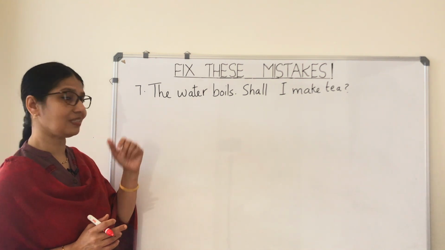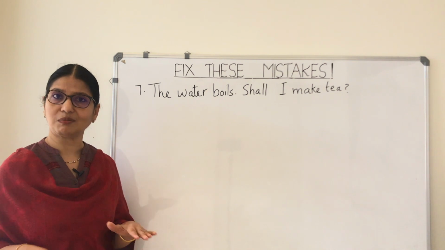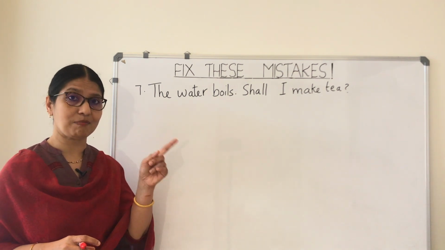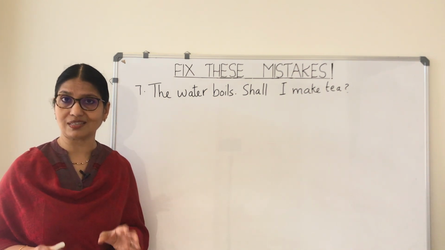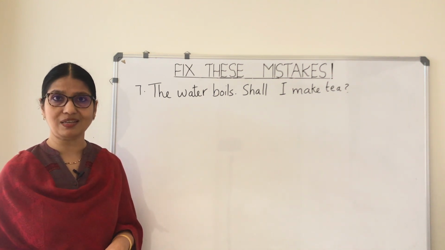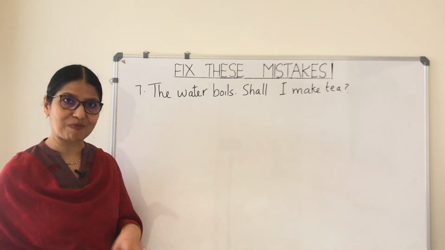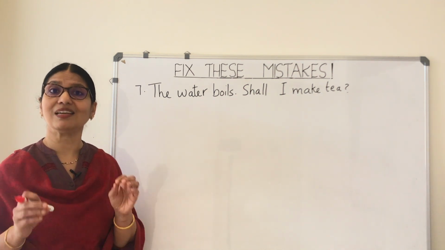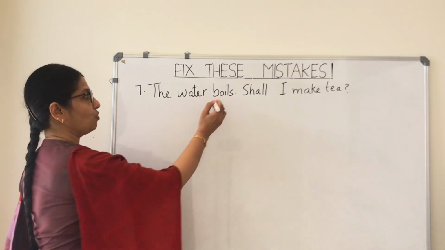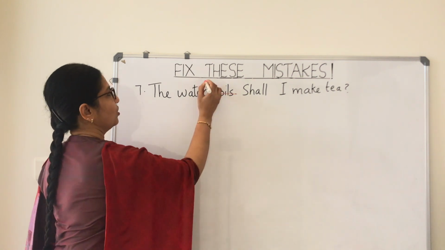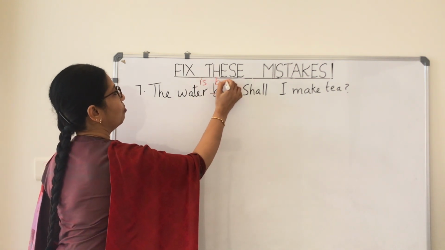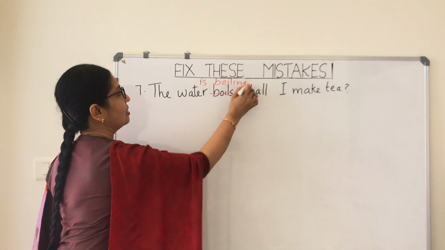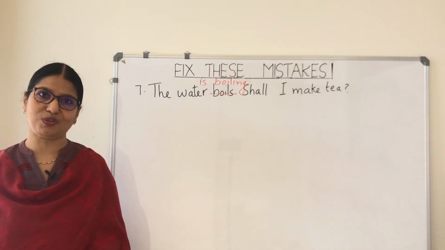But read this sentence again. The water boils. Shall I make tea? So from the context, it's clear that at the moment of speaking, this action is happening. So in this case, we have to use the present continuous tense. So it should be not water boils, it should be the water is boiling. The present continuous or the progressive tense is to be used.